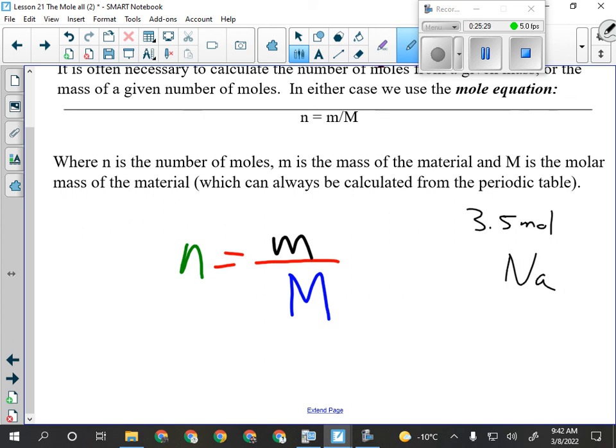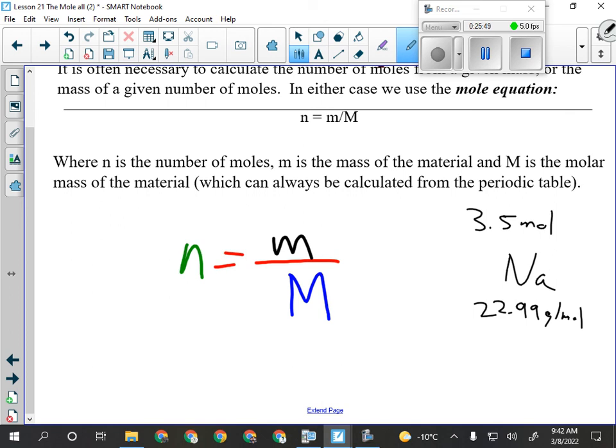From my periodic table... Nope, 22. 22.99. Okay, grams per mole. That's my molar mass. Okay, so I know big M and I know n.